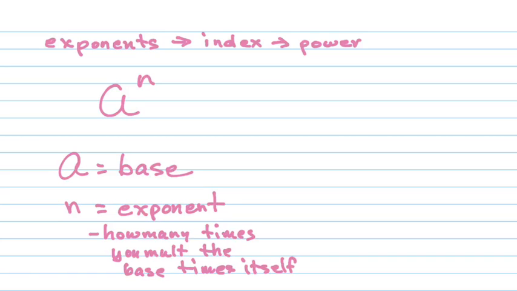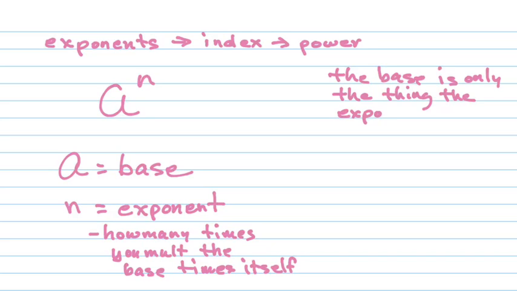The problem comes with which part is the base. So, the base is only the thing, and because the base can be a number, it can be a letter, it can be anything, lots of different things, only the thing the exponent touches. Now that's just my way of explaining it. I'll show you some examples of what I mean. But more often than not, people try to make the base too much, or in some cases too little. So you have to be very careful.